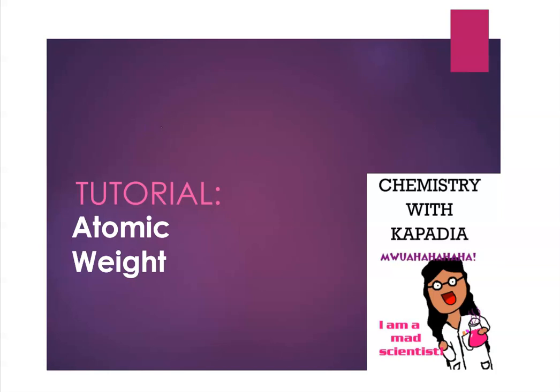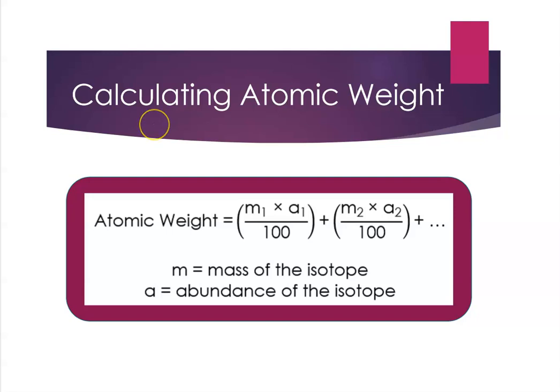Today I will be doing a tutorial on atomic weight and how to calculate it. So let's get started. The atomic weight is the weight of the element that is given on the periodic table. It is the average mass of all of the isotopes of that element. To find atomic weight, we use this formula. We take the mass of the isotope, multiply it by its abundance, divide by 100, and then do that for every single isotope and then add all of those values together.